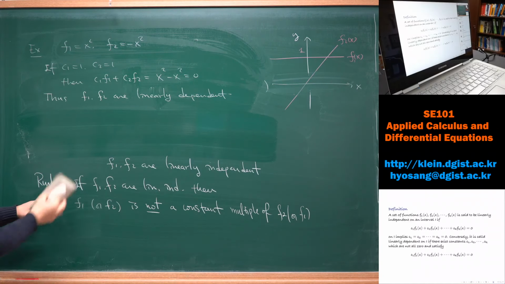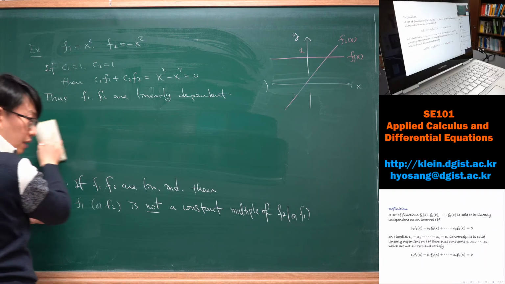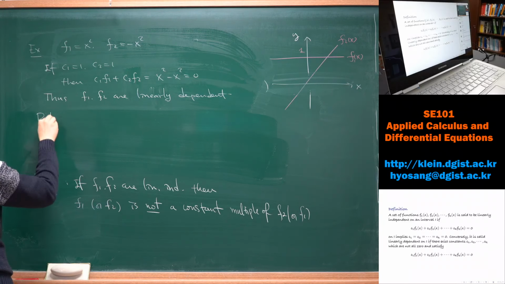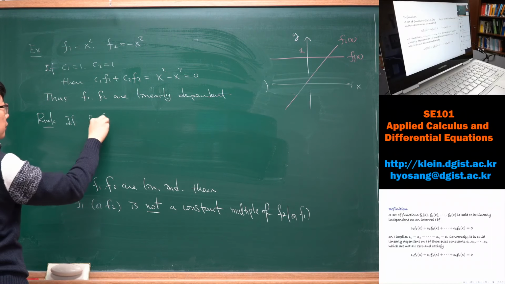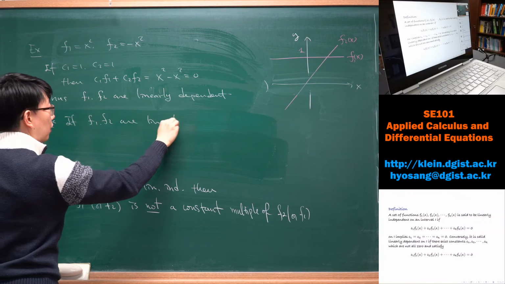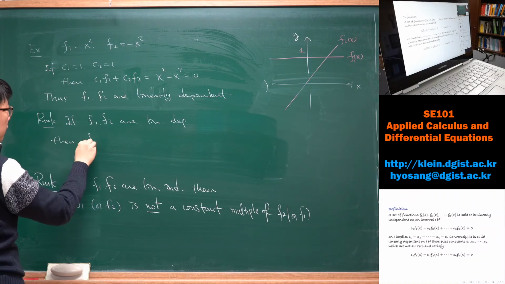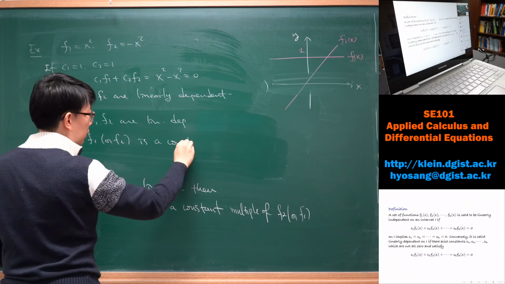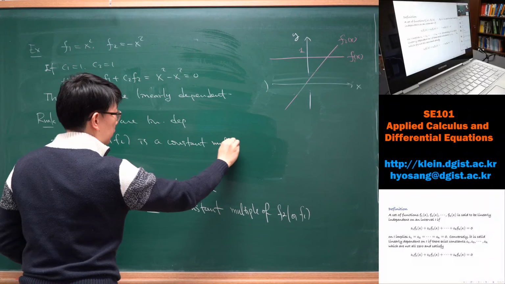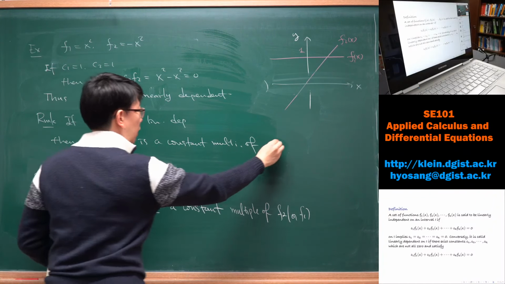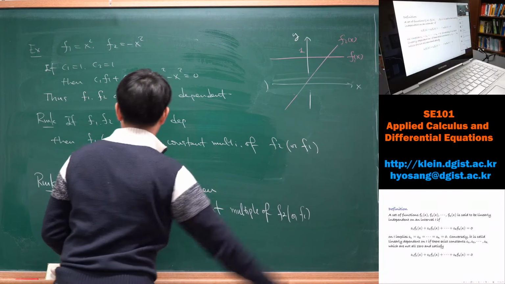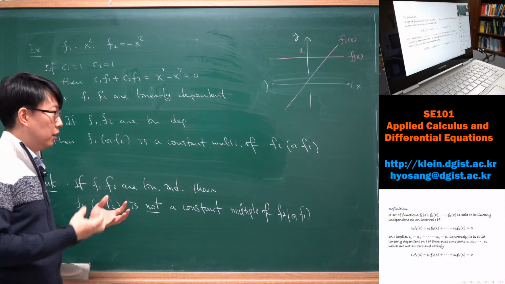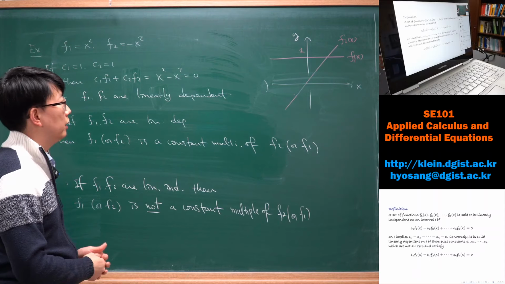So if you reverse our remark here, if you have two linearly dependent functions, then it means that f1 or f2 is a constant multiple of f2 or f1. Okay. So it's easy to check intuitively by looking at the graph whether these two functions are linearly independent or dependent.